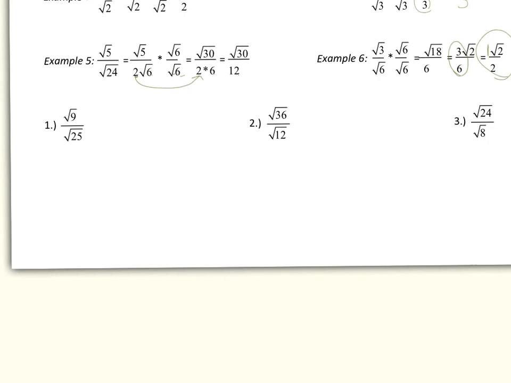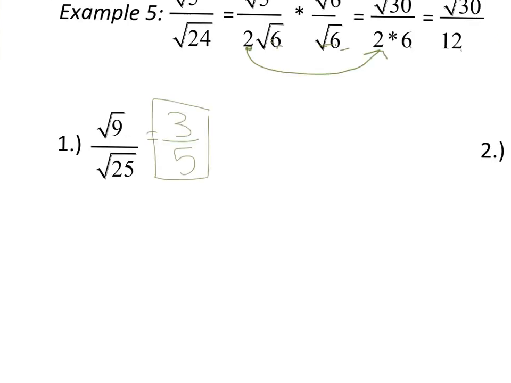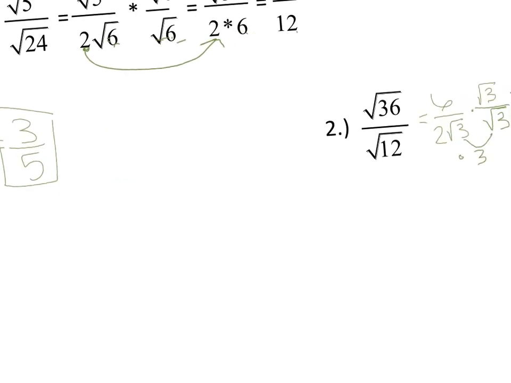All right, you guys try these 3, and then I'll work them out, and we can come back and meet. So the first one's one of the easy ones, and then 2 of the more challenging ones. Okay, so the first one was nice and easy. Square root of 9 is 3. Square root of 25 is 5. So 3/5 is your final answer there.